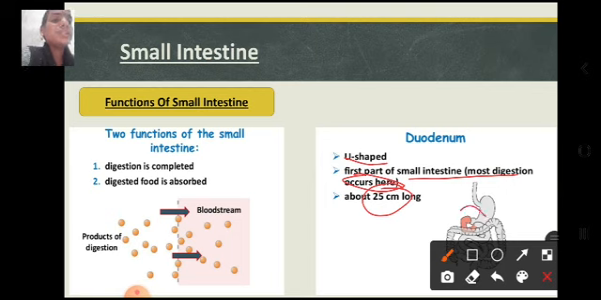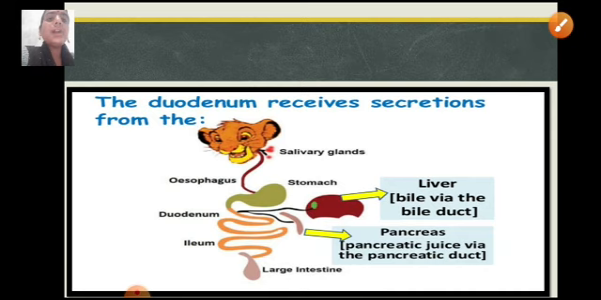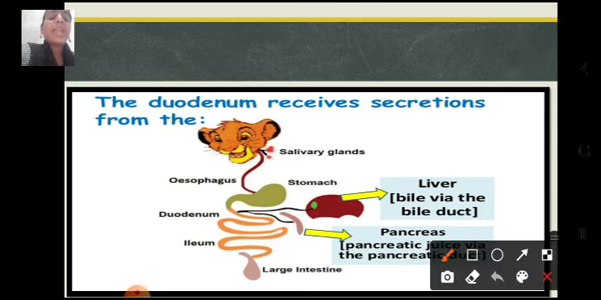Here you can see this is the small red part which is U-shaped, and most of the digestion process will take place in the duodenum only. Now, let us see what are the different secretions that the duodenum will receive. The duodenum will receive secretions from two accessory glands, that is, from the liver as well as from the pancreas. Liver secretes bile, whereas pancreas secretes the pancreatic juice.